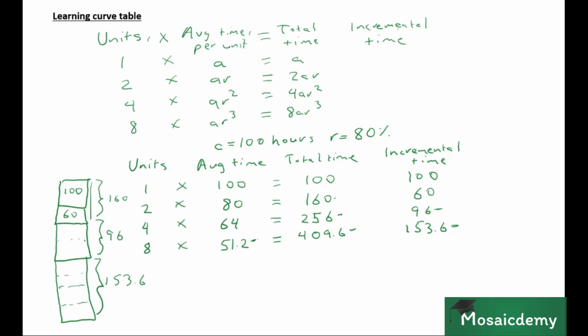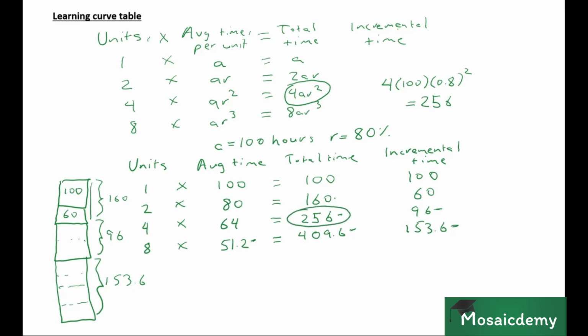So for example, if we didn't want to fill out the entire table, we could simply look at the formulas up here. So let's say we wanted to find out directly how much was the total time for the first 4 units, right? The first 4 units total time formula is 4ar squared. So 4a is 100 into r squared, 0.8 squared. And this would give us 256, which we have down here, okay?